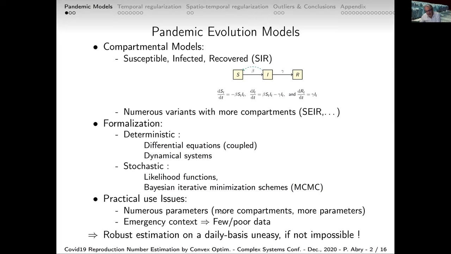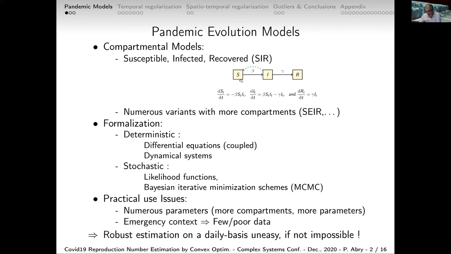And when you are in the context of emergency that we all faced during the pandemic, the data were poor in quality, with many missing data or outliers, and there were only a few data available, so that robust estimation on a daily basis based on these models was not really feasible.